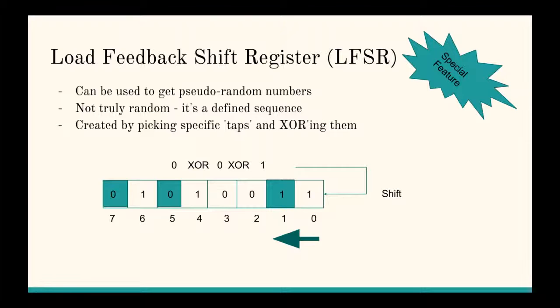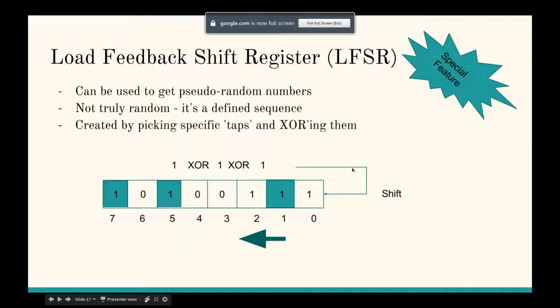So it's not truly random, it's a defined sequence, but it appears random to humans. It's created by picking a specific number of taps, and you XOR the bits in those positions together. If you take a look at this 8-bit value on the screen, I've picked the taps 7, 5, and 1, which are 0 XOR 0 XOR 1, and of course this gives us a 1 value, and we shift the register left and place that in the least significant bit position.